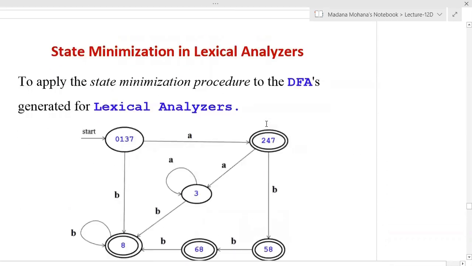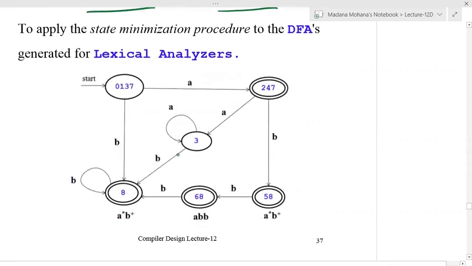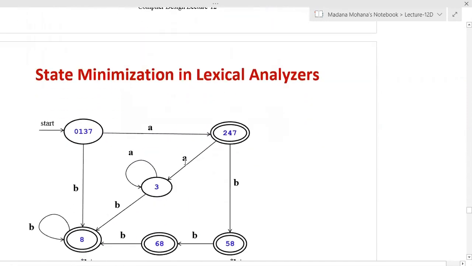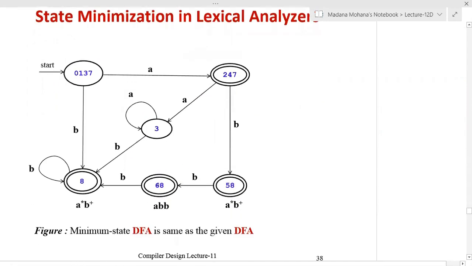So now for lexical analysis DFA, how to minimize the states? So, state minimization in lexical analysis. Previously, we constructed one automaton for (a|b)*abb#. So now let us see, this is the DFA for the above NFA. These are all the states numbered. Now after minimizing this one using the same table filling algorithm, here no reduction is possible. We are getting the same. The minimum state DFA is same as the given DFA.